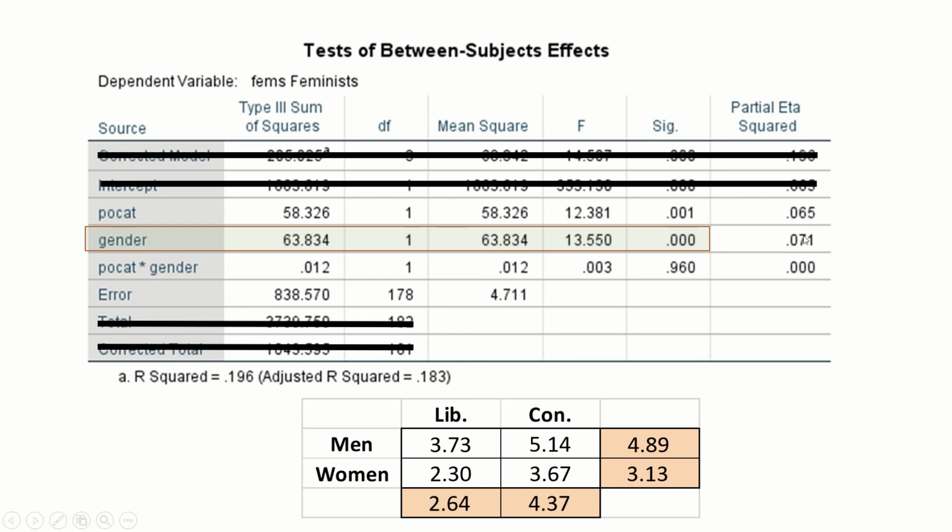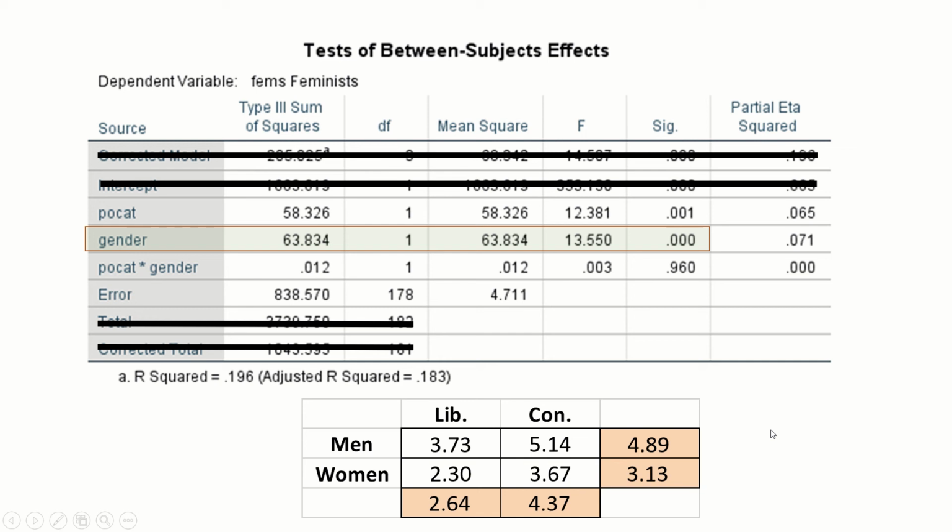If we look at the partial eta squareds here to compare how well political orientation versus gender are predicting anti-feminist prejudice, they're pretty equal. We have 6.5% versus 7.1%. There doesn't seem to be a big difference here. So political orientation and gender are both about equally predicting anti-feminist prejudice. So we have a significant main effect of political orientation, and a significant main effect of gender.